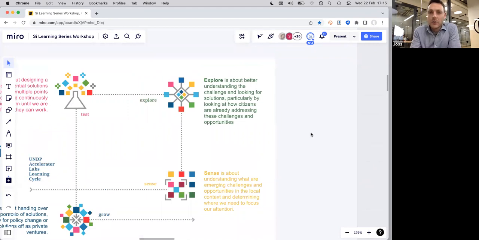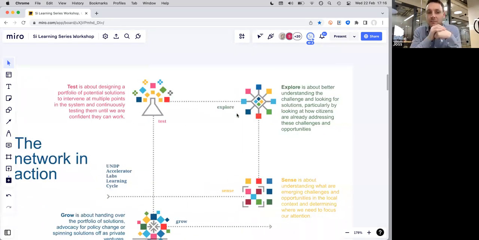Secondly, they go to exploring. Explore is about better understanding the challenge and looking for solutions, particularly by looking at how citizens are already addressing these challenges and opportunities. So the first one's sense making, trying to make sense of the context. Second one's about kind of exploring and understanding what's out there.